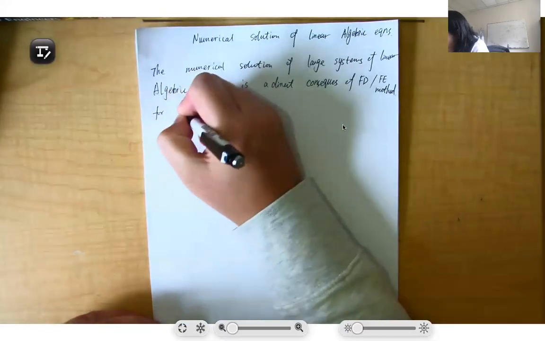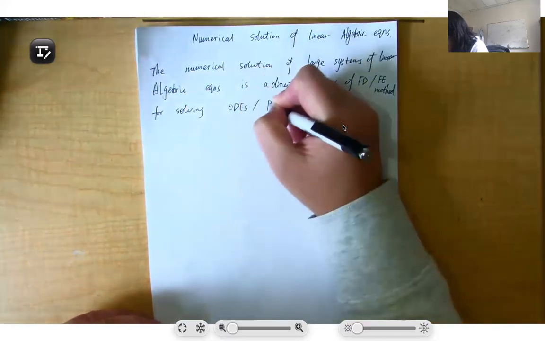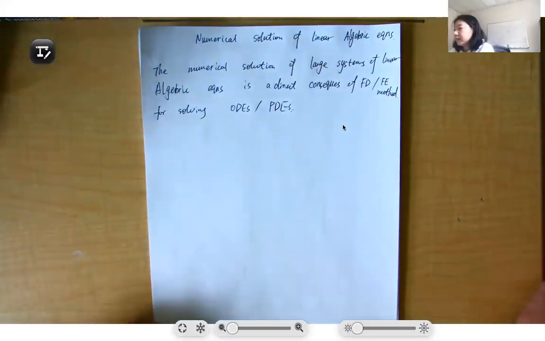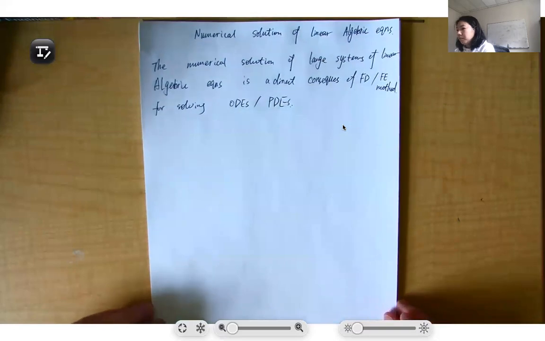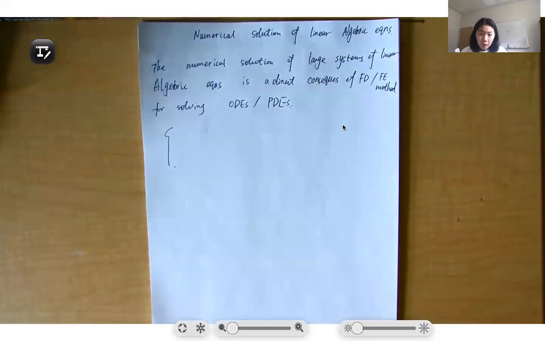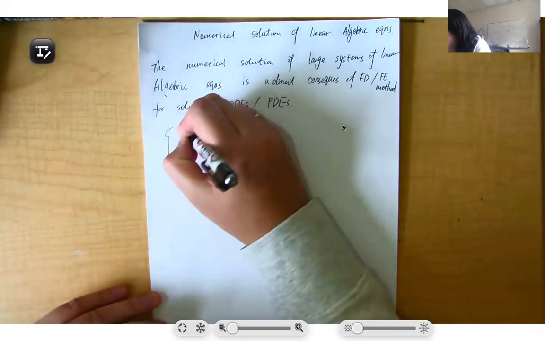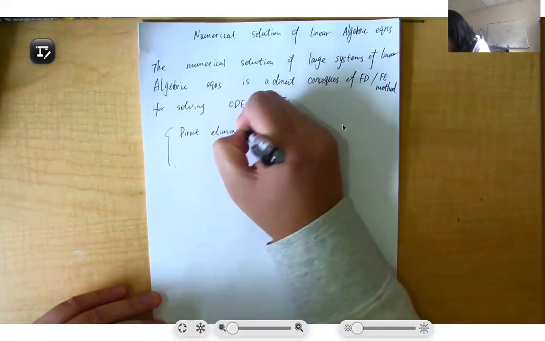This is for solving ODE or PDE, where PDE represents partial differential equations, which we will talk about at the end of this class. There are two numerical solutions we want to introduce for numerically solving linear algebra equations. The first one is called the direct elimination method.